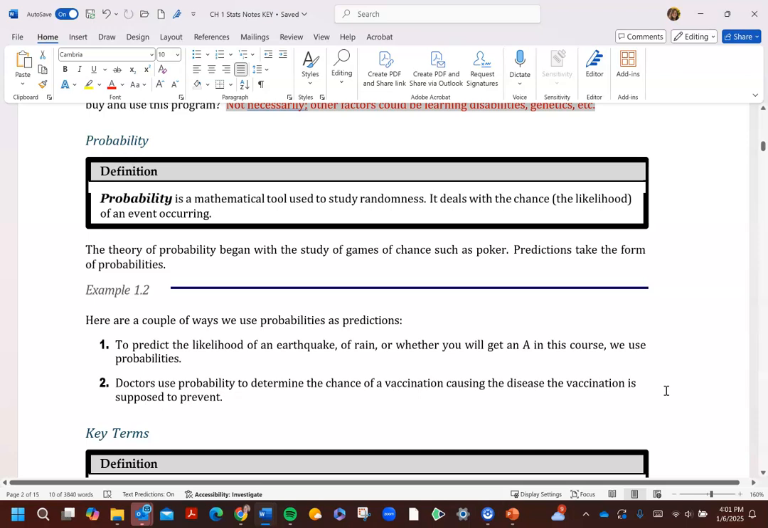Do some set theory as well. But here's a couple of examples, ways that we use probabilities. We use it for predictions, like for earthquakes, rain, whether you'll get an A. Another one would be doctors using it to determine the chance of a vaccine causing the disease the vaccination is supposed to prevent. So you probably can think of a couple of others. If you want to jot them down there, that would be a good time to do that. You could just pause the video.